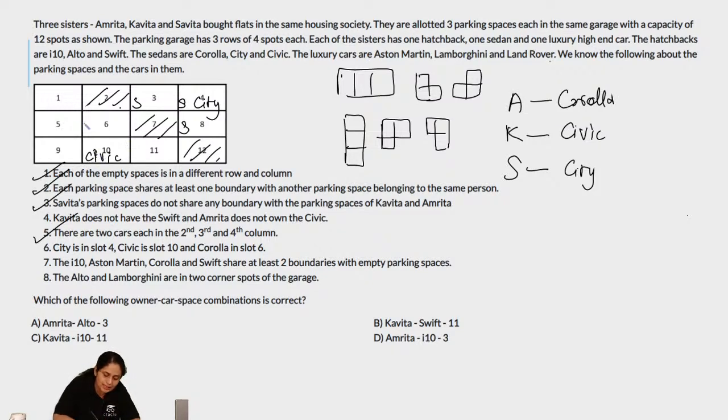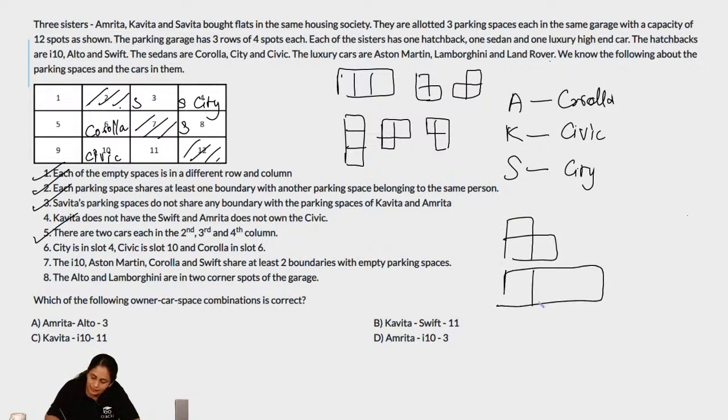And 6 has Corolla. So this is Corolla. Now in what way can you actually have a distribution of 1, 5, 6, 9, 10, 11? One way you can put them together is like this: you have 1, 5, 6 as one block and 9, 10, 11 as another block.